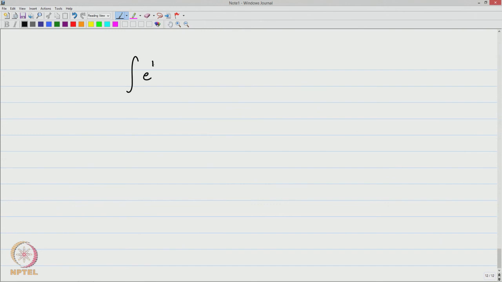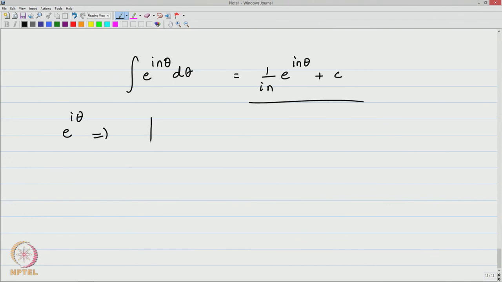The integral generally of e to the i n theta d theta, if you do not have the limits, is 1 by i n e to the i n theta plus a constant. So, you can manipulate and multiply these, and you remember e to the i theta itself is given by the Argand diagram.